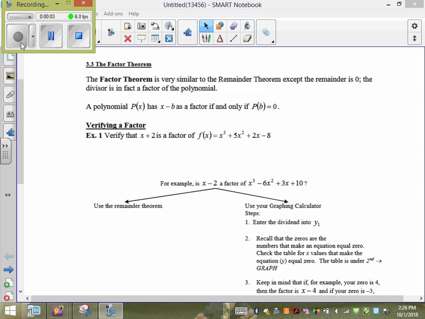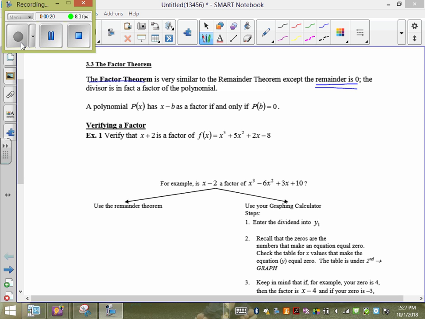All right, we have 3.3 factor theorem. The factor theorem is very similar to the remainder theorem, except the remainder is 0. So the factor theorem just states that if you plug a value in and you get a remainder of 0, then something is a factor.